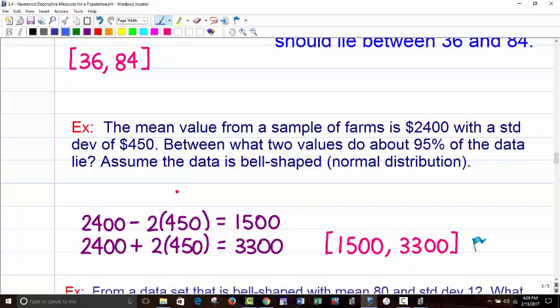So I would take the mean, 2400 minus 2 times standard deviation of 450, and get 1500. I take 2400 plus 2 times 450 equals 3300. And I get an interval of from 1500 to 3300.